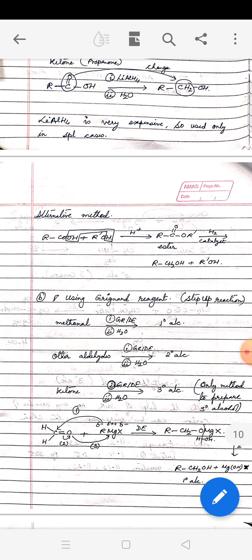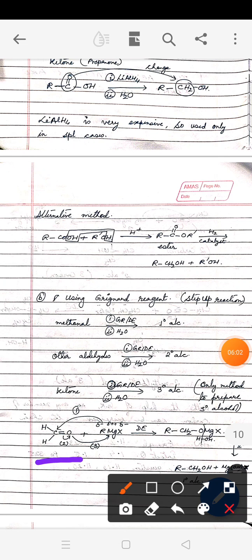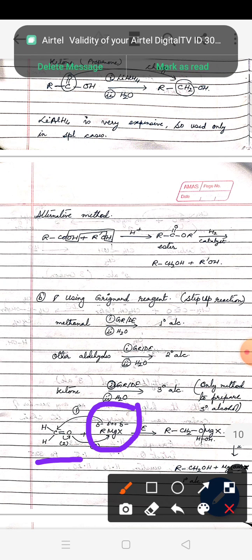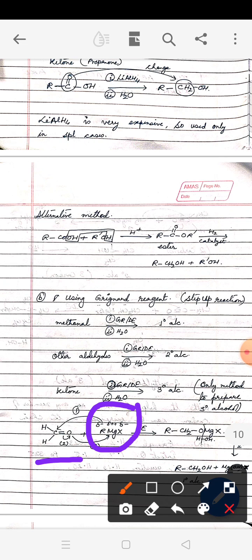See, I have taken here methanal, HCHO, and the Grignard reagent we have written is RMgX. And you know, in RMgX, magnesium being most electropositive is holding partial positive charge, delta plus, and with respect to magnesium the alkyl group is partially negative and the halogen is also partially negative.